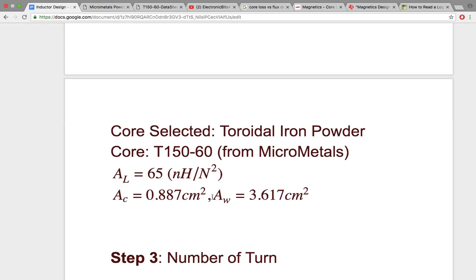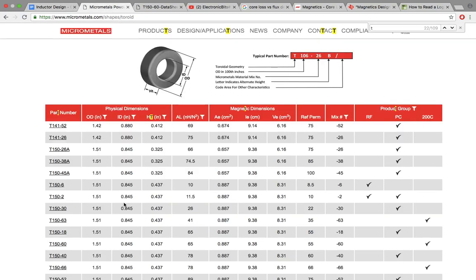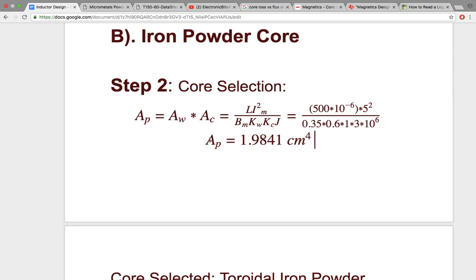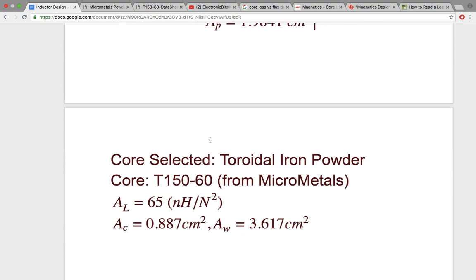Yeah, cross sectional area is 1.98. So we can choose T150 core. And how do we choose the AL value then? Okay, so that is again a very interesting thing. So I have chosen T15060. I'll tell why I have chosen this AL value.